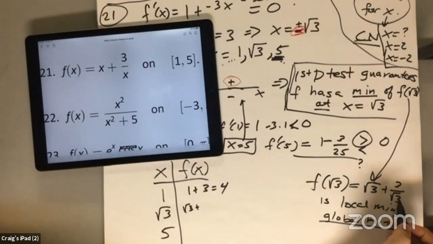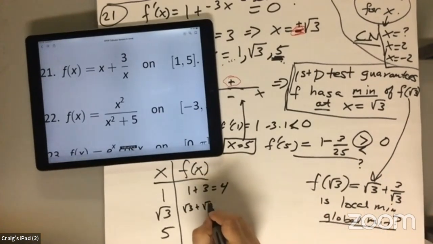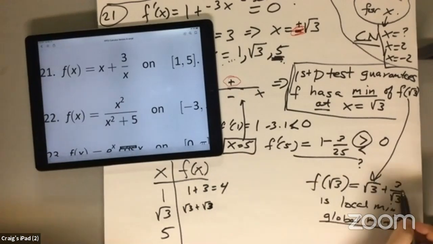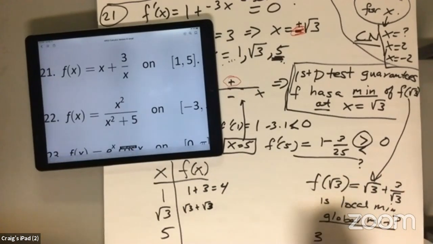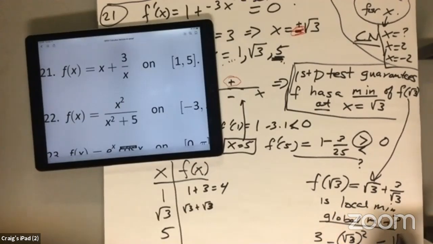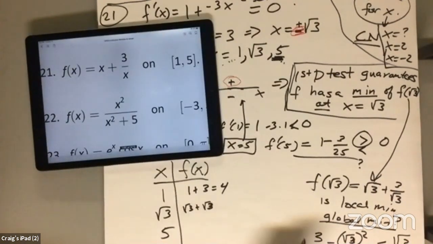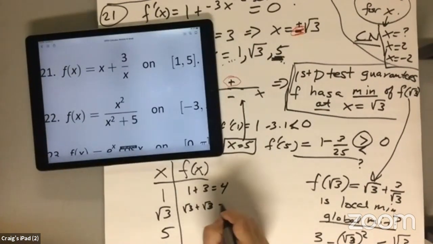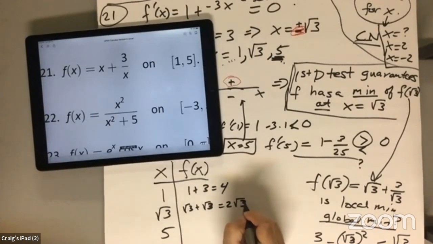3 over root 3 is actually just root 3, so there's a lot of simplification that I can do. They talk about rationalizing the denominator. There's lots of ways to do it, but 3 is the square root of 3 squared, and the square root of 3 on the bottom just means that this whole thing simplifies to square root of 3. So 3 over the square root of 3 is just square root of 3. So this whole thing is just 2 times the square root of 3.